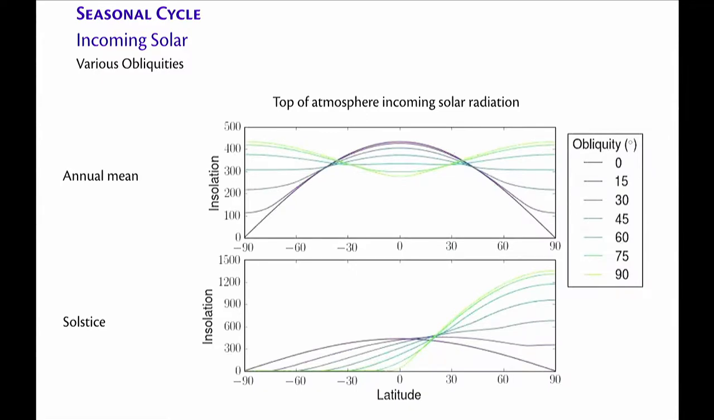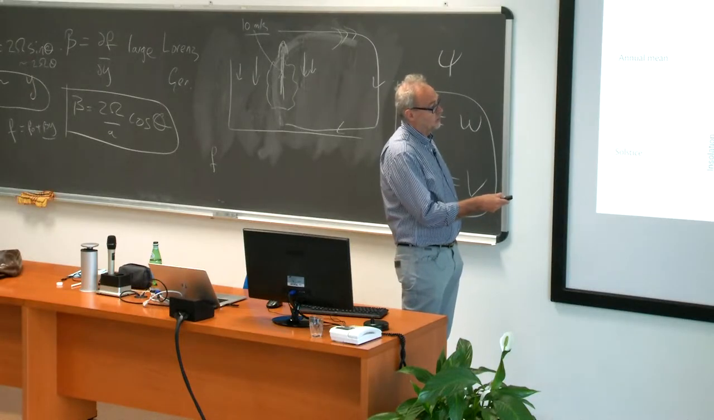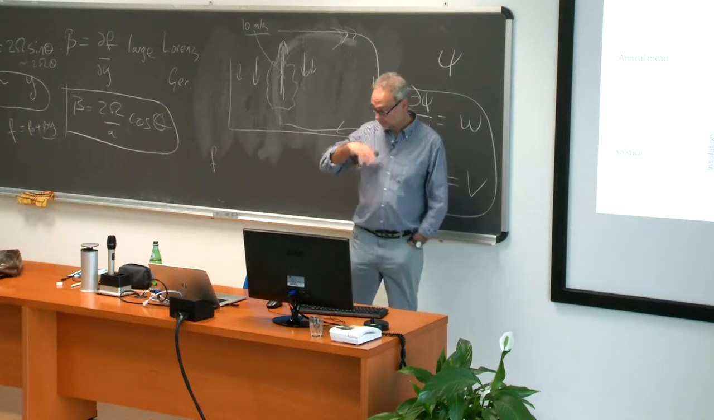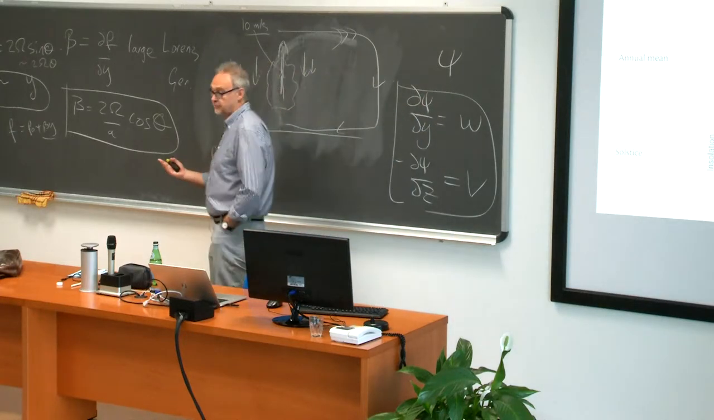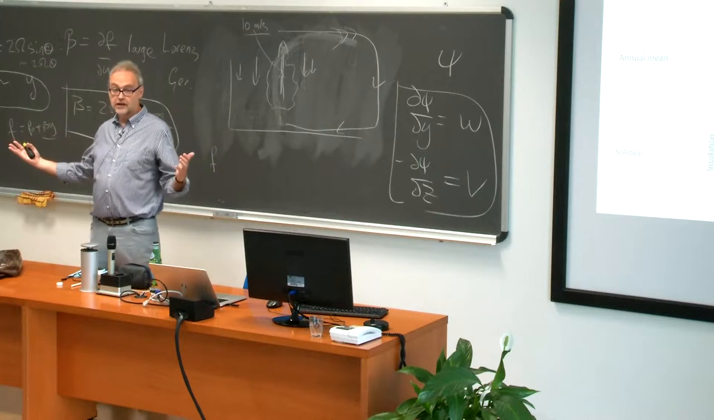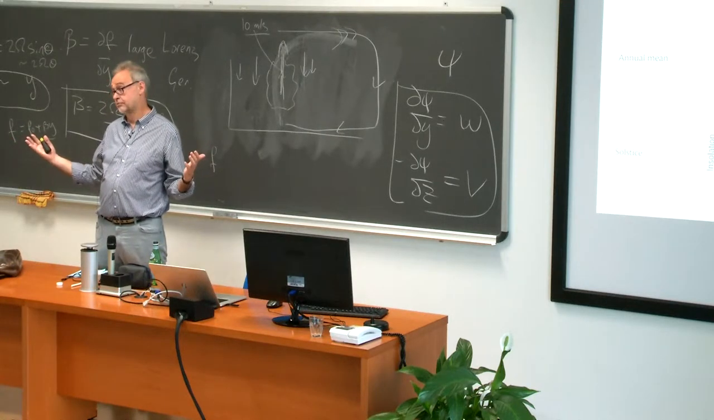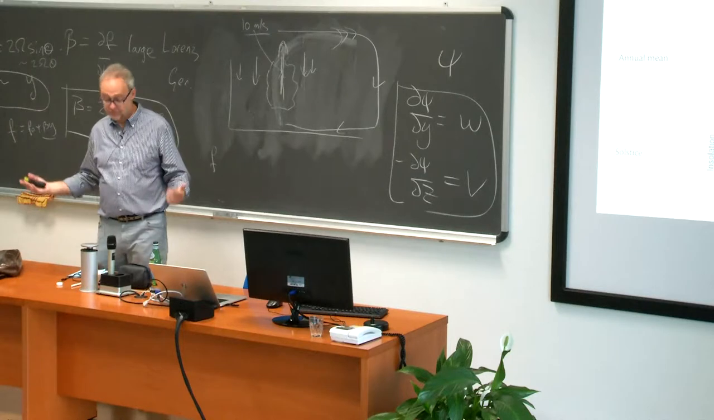And then, perhaps a little bit more surprising is that when the obliquity is actually above 54 degrees, it turns out, then on the annual mean, you get more incoming solar radiation at the pole than you do at the equator. So the obliquity of Earth is about 23 and a half or something like that. And of course, it has varied slightly over the millennia. Not so much, but a few degrees here and there.